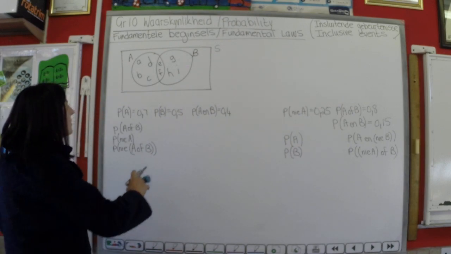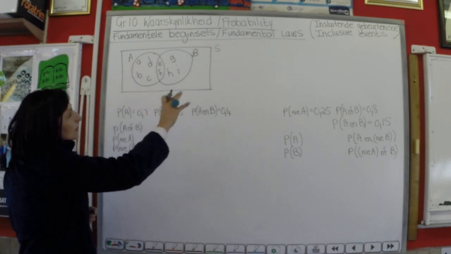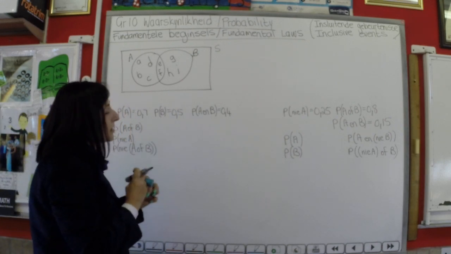And we're going to start with a Venn diagram where the events are inclusive. Inclusive means they share something.